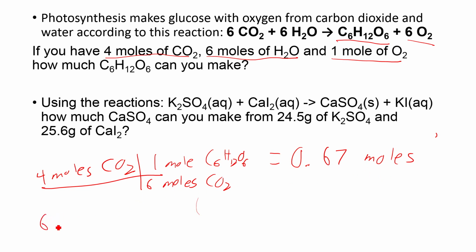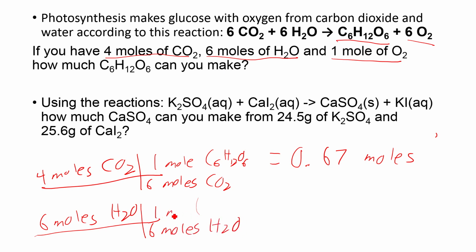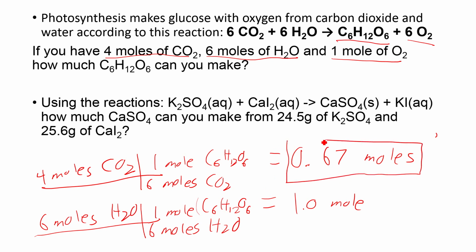So, the other possibility would be that it was the 6 moles of water. So we have to check that one as well. And we see that there are 6 moles of water for every 1 mole of C6H12O6, so our glucose. And from there we get that we would be able to just make 1 mole with that. Now if we compare these, we'll notice that the number with the CO2 is lower. That means CO2 is our limiting reactant, which means that we can only make 0.67 moles. And this is because we're going to run out of CO2 before the water. So even though the water could make more of the sugar, we don't have enough CO2. So we don't actually get to the 1.0 mole mark.